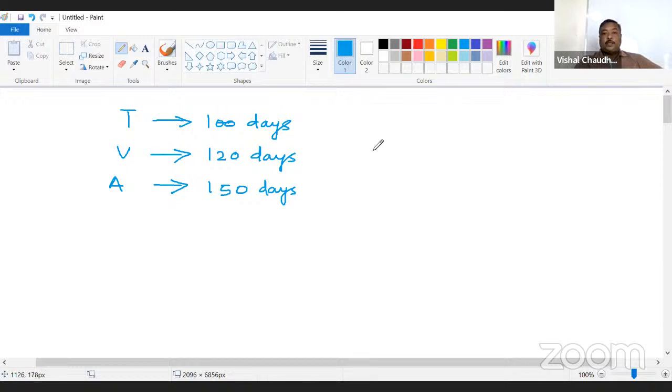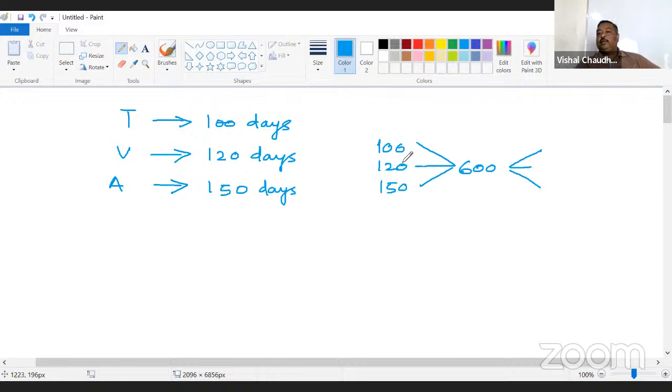40 days. See, 100, 120, and 150. The biggest number is 150. So 150, 300 is divisible by 100 but not by this. 450 is not divisible by both. 600 is divisible by both. So 600 will be your LCM.